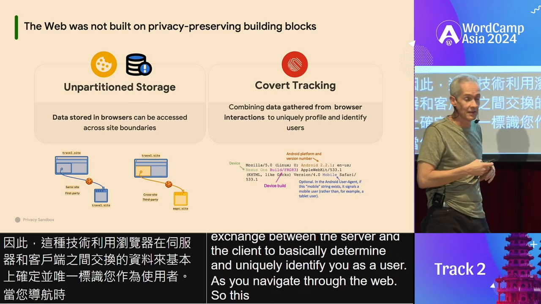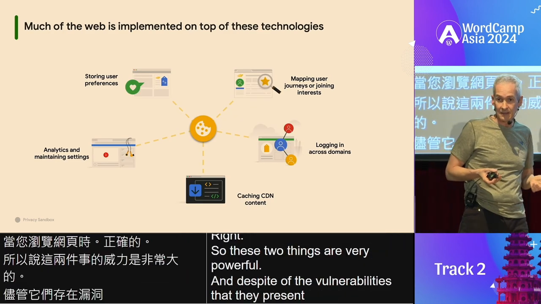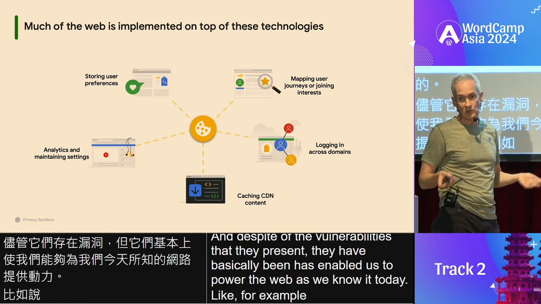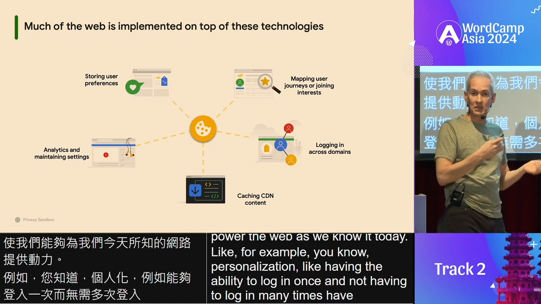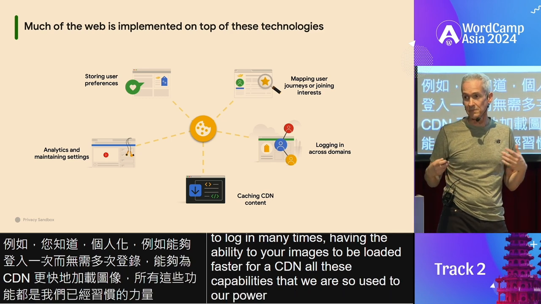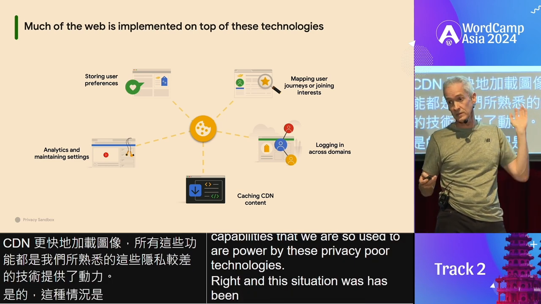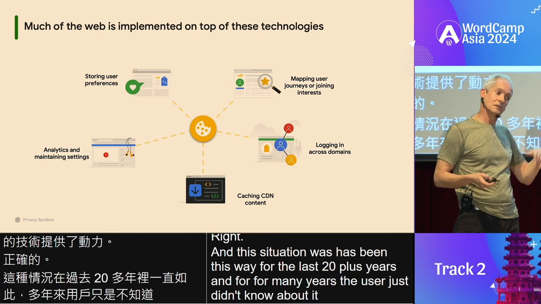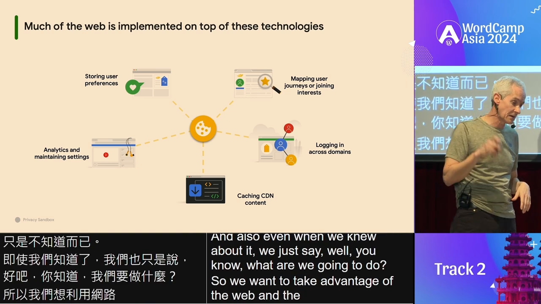These two things are very powerful, and despite the vulnerabilities that they present, they have enabled us to power the web as we know it today. For example, personalization, having the ability to log in once and not having to log in many times, having your images loaded faster from a CDN. All these capabilities that we are so used to are powered by these privacy-poor technologies. This situation has been this way for the last 20-plus years. For many years, the users just didn't know about it, and even when we knew about it, we just said, well, what are we going to do? We want to take advantage of the web, and the web is awesome. Then, okay, track me. I don't care.